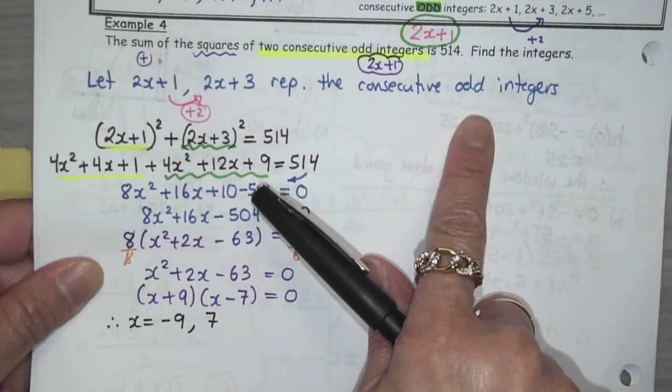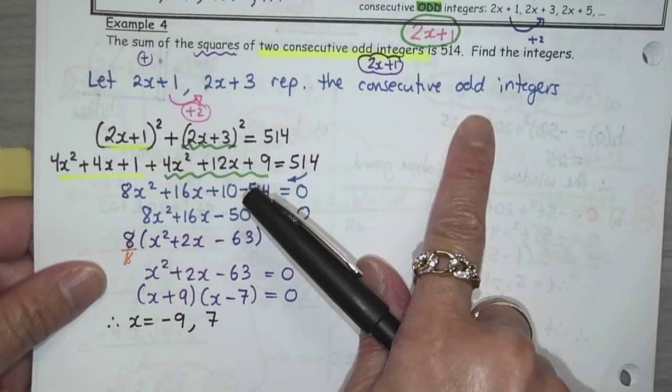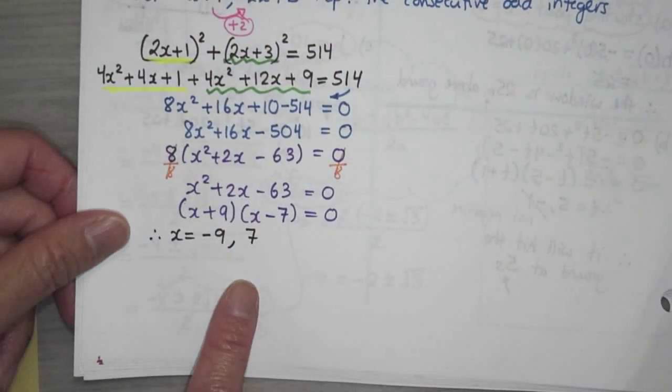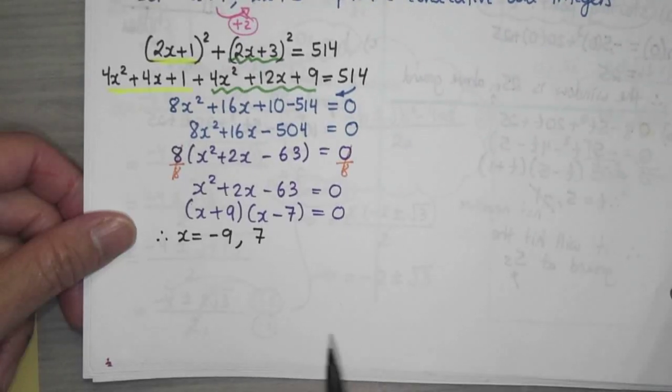Are they consecutive odd numbers? No, they're not even consecutive at all, right? They're not beside each other. So they're definitely not a matching pair. Yep. Why is the 9 negative?